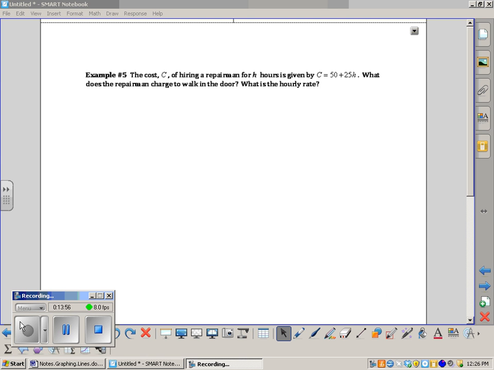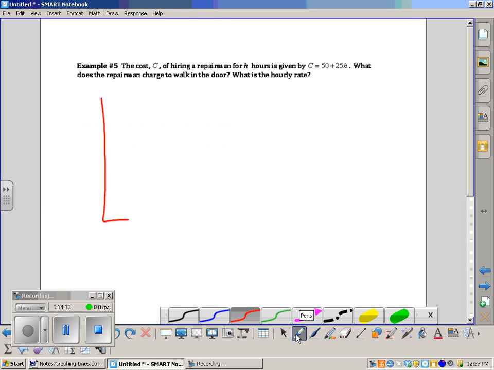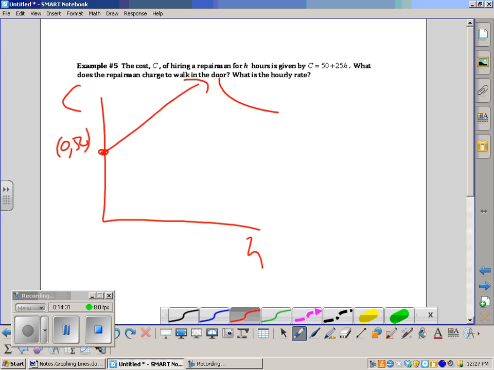So the cost C of hiring repairmen to come in for H hours is given by cost C equals 50 plus 25H. What does the repairman charge to walk in the door, and what is the hourly rate? If you were actually going to graph this, $50 is right here, 0 comma 50. And if this is hours and this is cost, there's a rough sketch of what this looks like. If the person comes in for no hours, hasn't started working at all, you're paying 50 bucks. So the charge to walk in the door is here. That's the y-intercept.